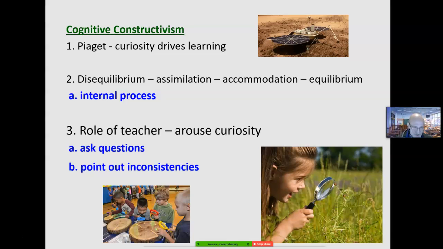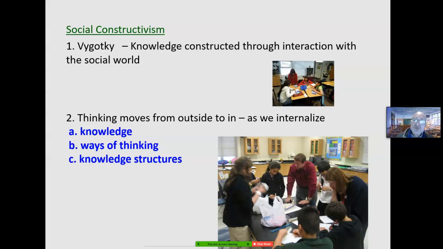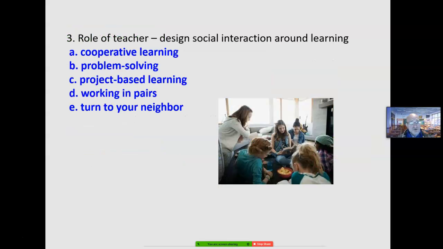Curiosity, internal process, as opposed to social constructivism. And both these theories are a little bit right, a little bit wrong. Knowledge is constructed through our interaction with the social world, with other people, but also our social world around us, with media, etc. Thinking moves from outside to in as we internalize knowledge, ways of thinking, knowledge structures. We internalize it. It goes from outside to in. The role of a teacher then is to design social interaction around learning experiences.